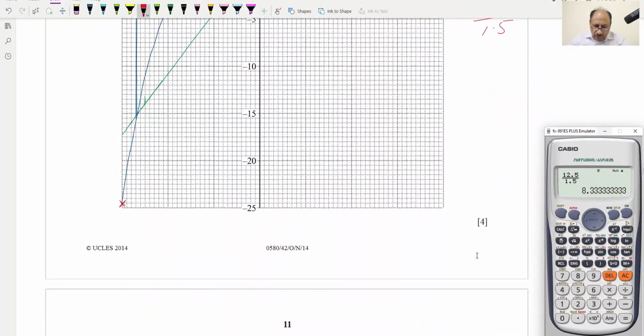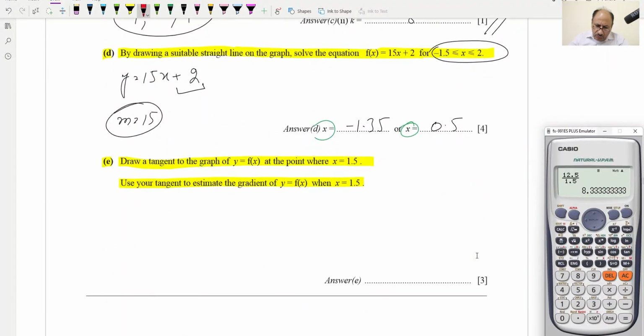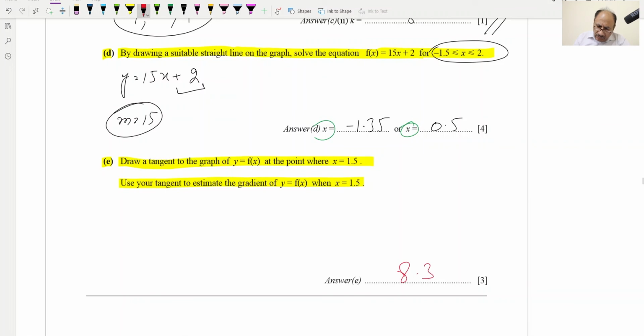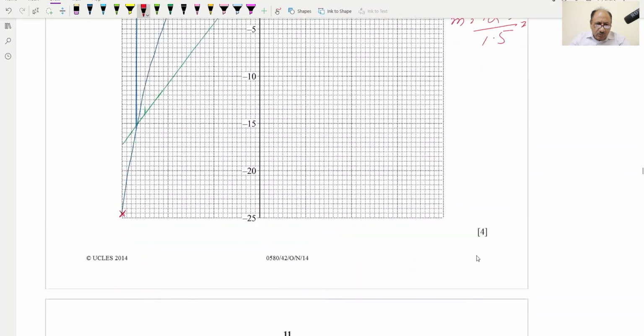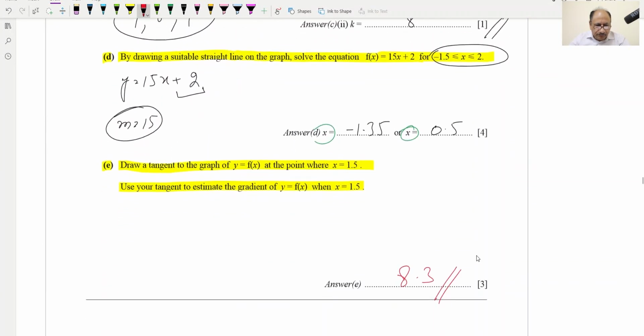We can mention that over here. Maybe you will get a little different, but the answer to these types of questions is always a range. So 8.33 or 8.3 we can mention. So closer to 8 will be correct.